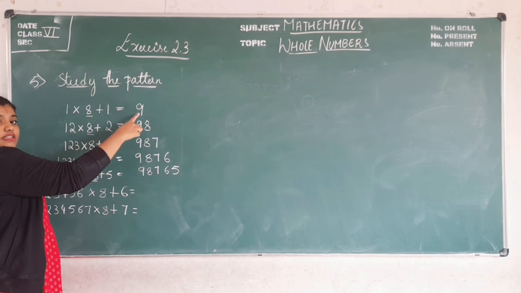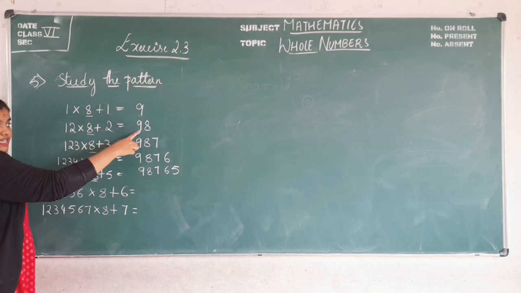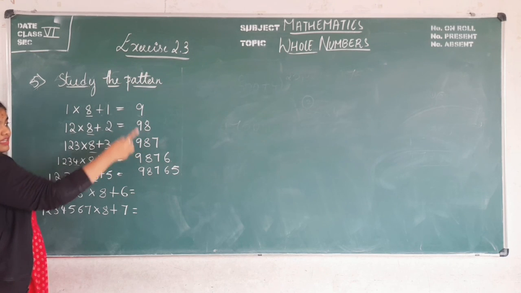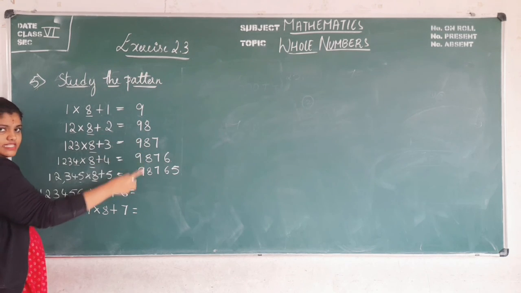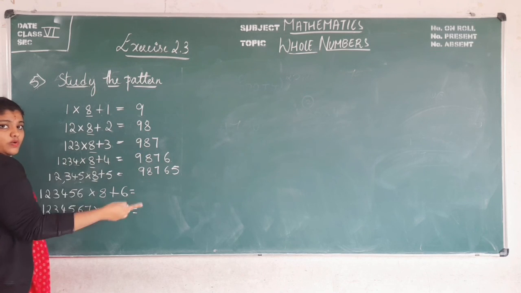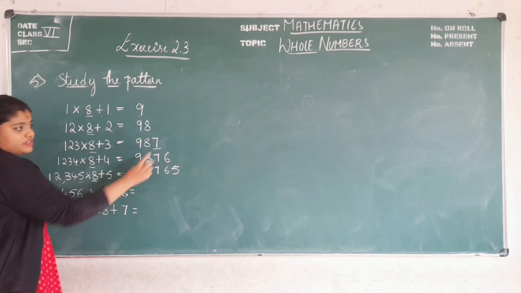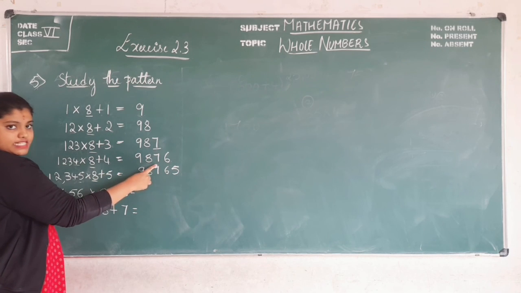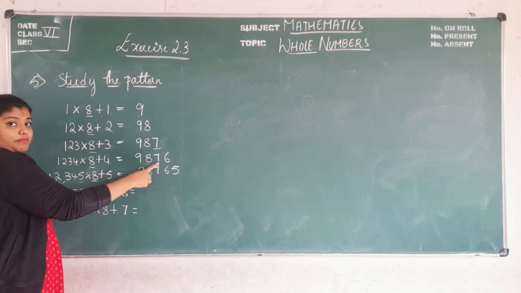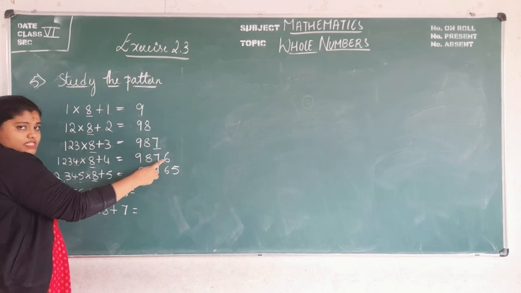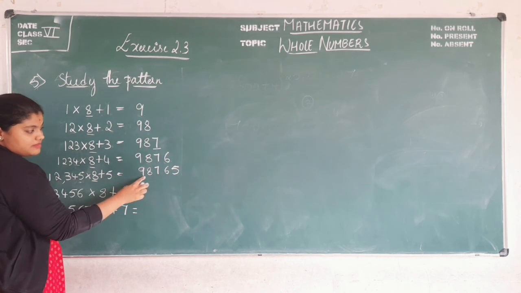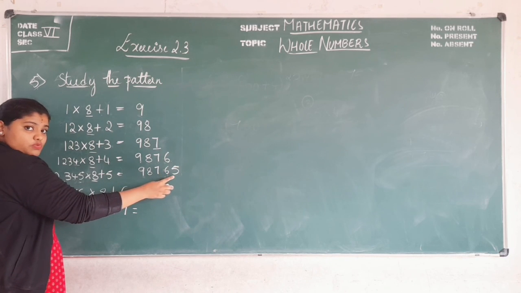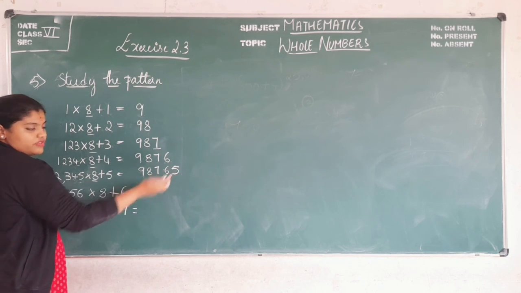Next, they are writing 9. So they have written 9. In the next case, it is 9, then 9 minus 1 is 8. In the next case, 9 8 is written as it is. Next, 8 minus 1, 7. They have written 7 next to that number. Next, 987 is written as it is, but here they have subtracted 7 minus 1. So it is 6. So they have written 6. Next, 9876 is written as it is. Next, 6 minus 1? Yes, 5. So they have written that.